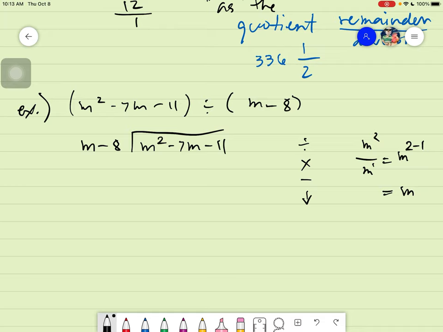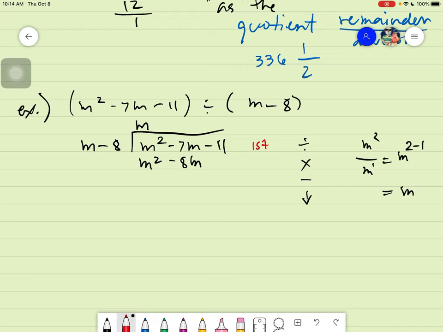Okay, so the answer here will just simply be m. And then you multiply. Tapos sa title division, we multiply. M times m is m squared. Okay? And m times negative 8 is negative 8m. So the thing about this one is, kapag kayo na nag-divide, the first thing you do is you divide only the first term. So sulat natin dito. Only the first term. Okay?